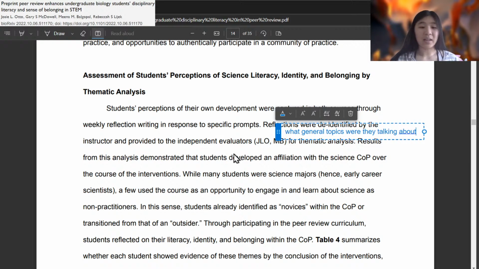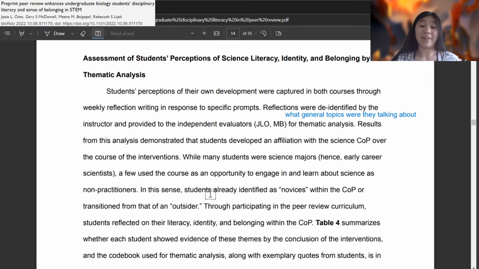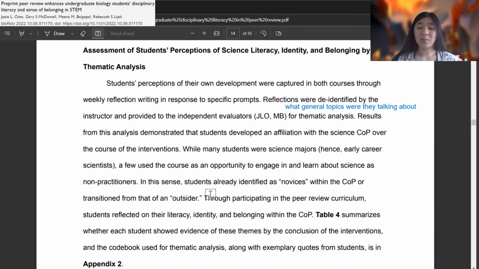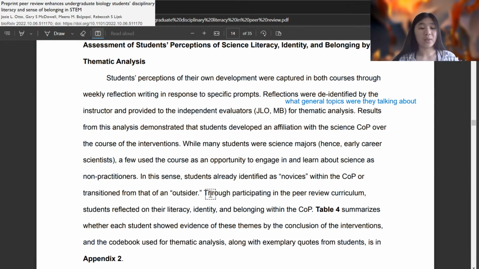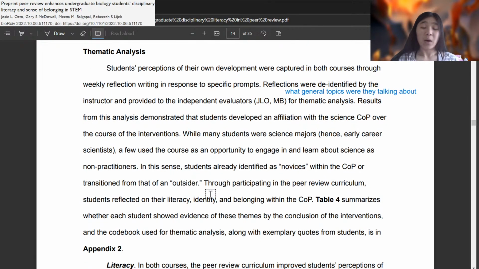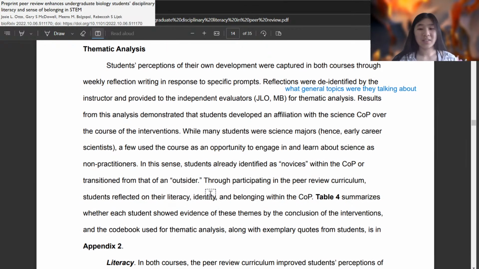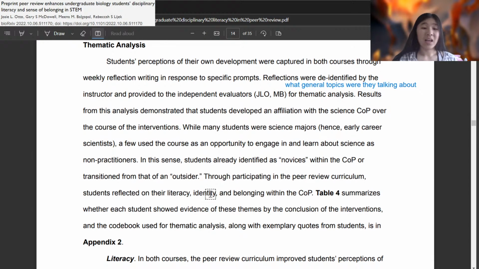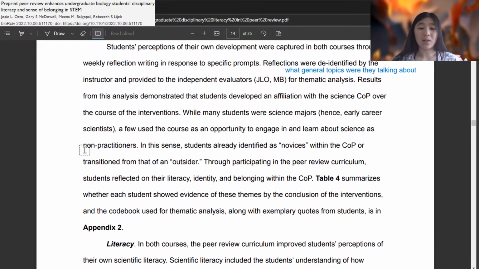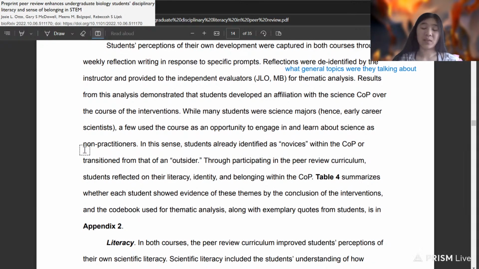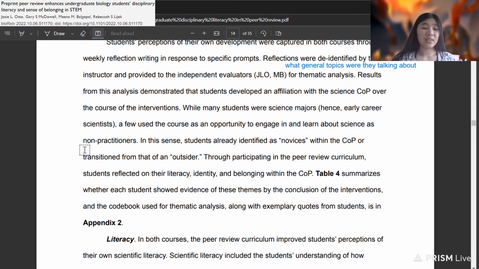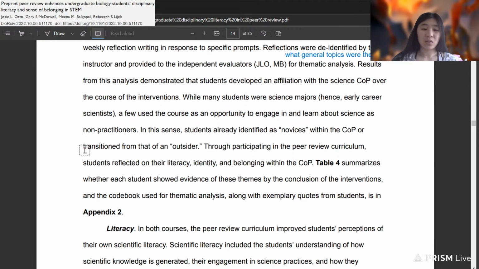So results from this analysis demonstrated that students developed an affiliation with the science community of practice over the course of the interventions. While many students were science majors, hence early career scientists, a few used the course as an opportunity to engage in and learn about the science as non-practitioners, meaning they don't plan to become scientists. In this sense, students already identified as novices within the community of practice or transitioned from that of an outsider to a novice.